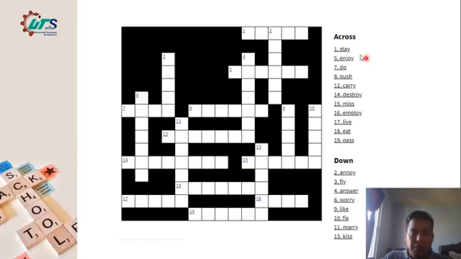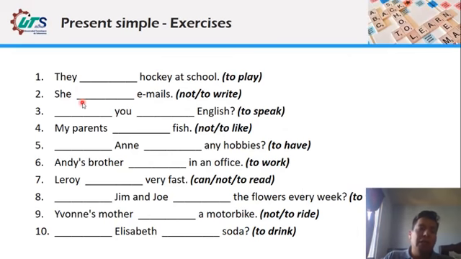Okay, that's the point of this exercise. You need to change all these verbs to the third person singular of the present simple. In this case, you need to complete this exercise writing the right form of the verb. They play hockey at school. She doesn't write. Don't use this word too. They play. She doesn't write.